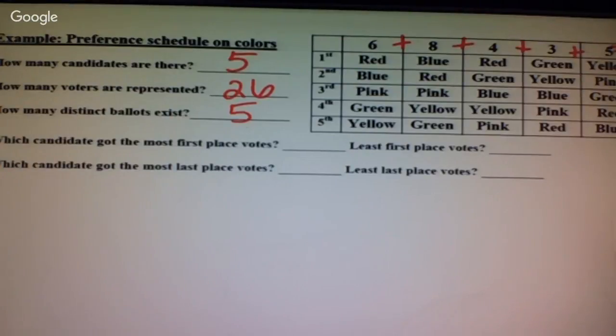Which candidate got the most first place votes? Red. How many does red have? 10. Red has 10. Which has the least first place votes? Pink, because it's not there.